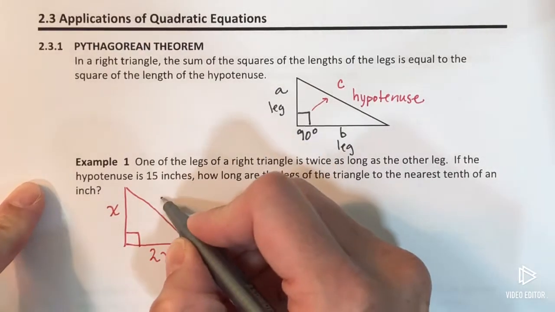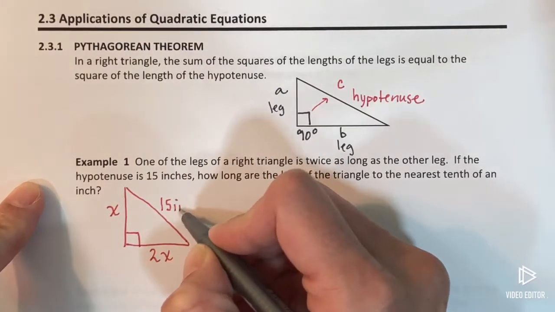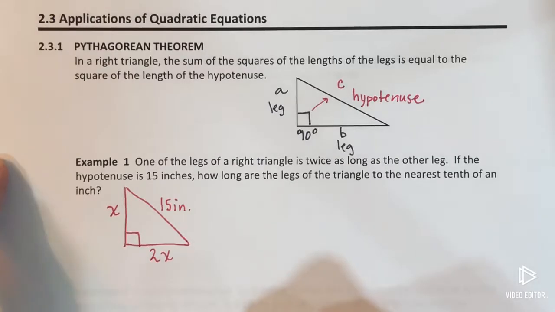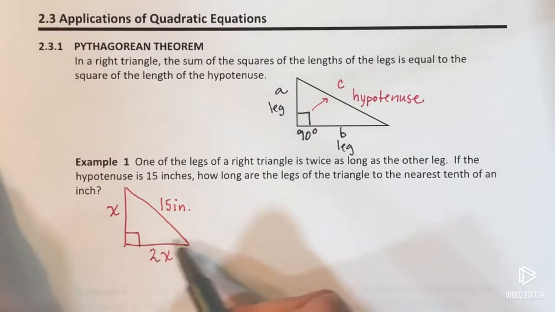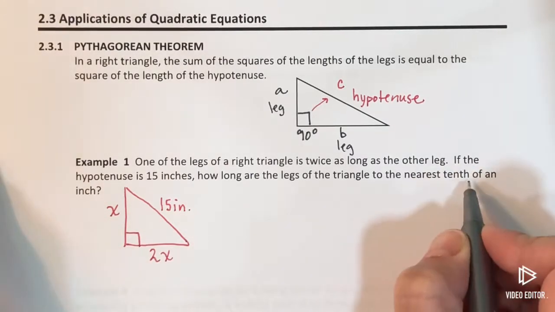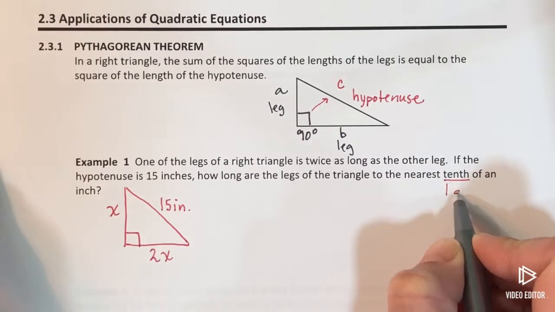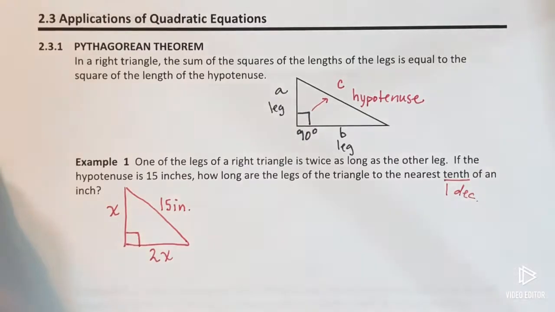If the hypotenuse is 15 inches, how long are the legs of the triangle to the nearest tenth of an inch? So what we're looking for are the legs of the triangle. Nearest tenth is 1 decimal, so watch your rounding really carefully.